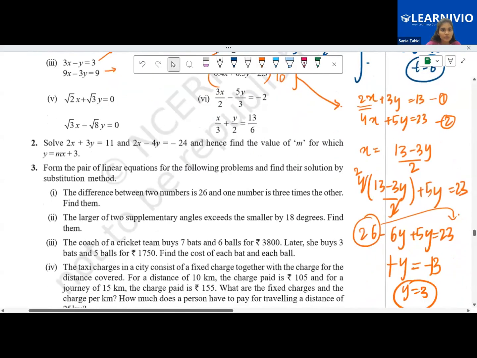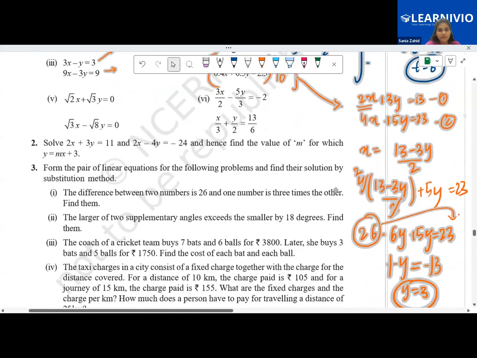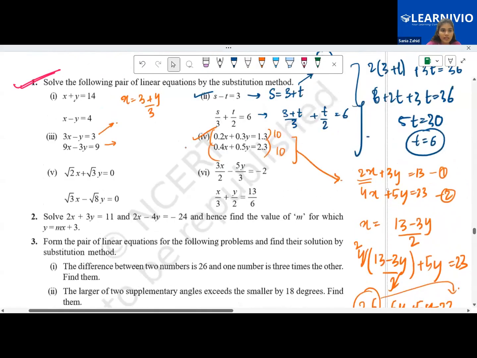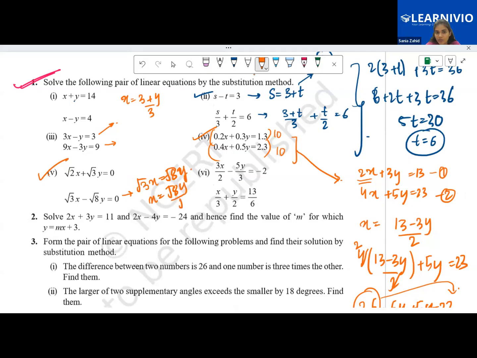So we come to the next one. It says root 2x plus root 3y is equal to 0, and root 3x minus root 8y is equal to 0. So here I'll come to the second one first. From the second one, I will get root 3x is equal to root 8y. So x can be written as root 8y by root 3. Can I write it like this?